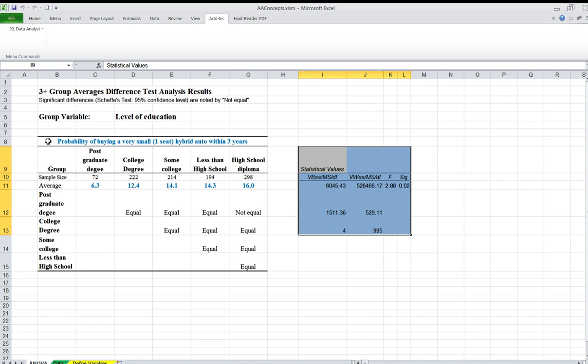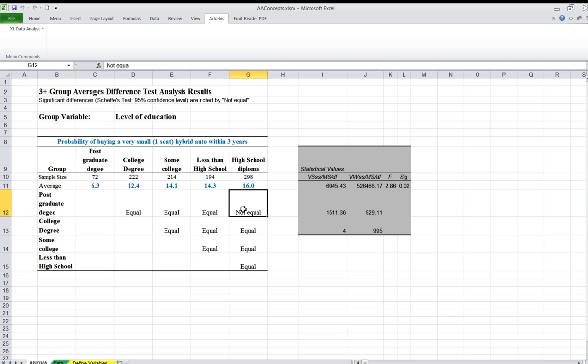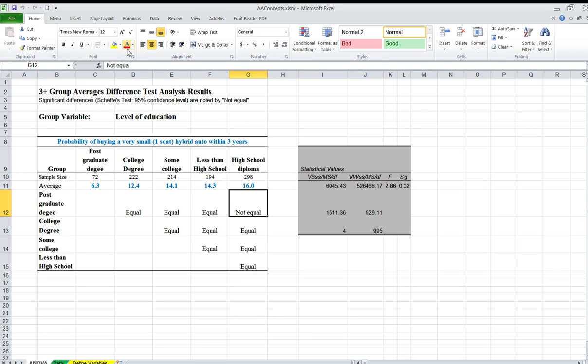That's why Anova tests are usually accompanied by something called post hoc analysis. It is this table which uses an algorithm trying to detect where the differences are. In our case, there is only one difference, where the probability of people with high school diploma is not equal to the probability of people with a postgraduate degree.